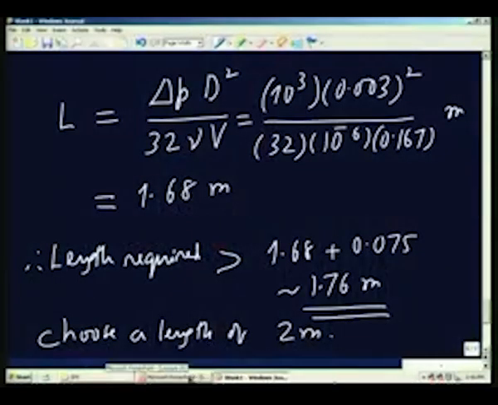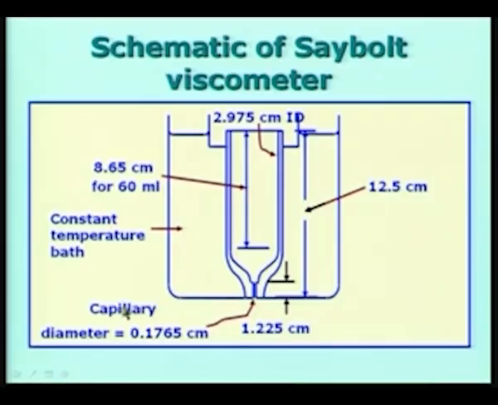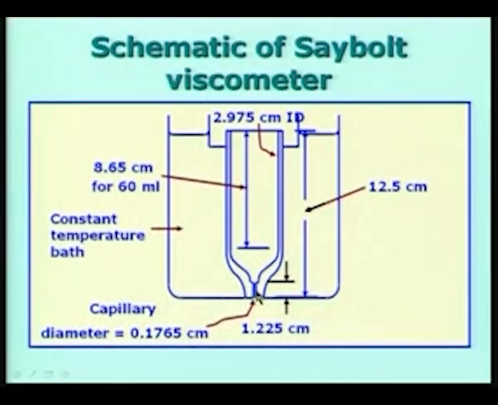So, the first method is the use of laminar flow in a tube, and the second method is also related to flow through an orifice, but the capillary is here at the bottom of the vessel. You can see the schematic of the Saybolt viscometer, which I have taken from the book by Holman. The numbers given here are all taken from standard dimensions for the Saybolt viscometer. Let me briefly give the principle of operation of this instrument.